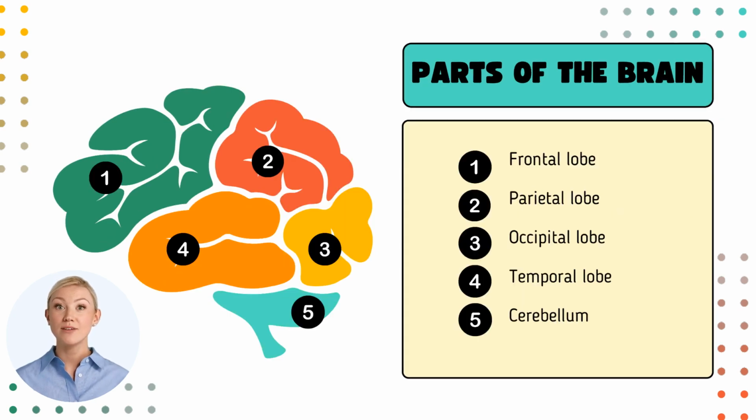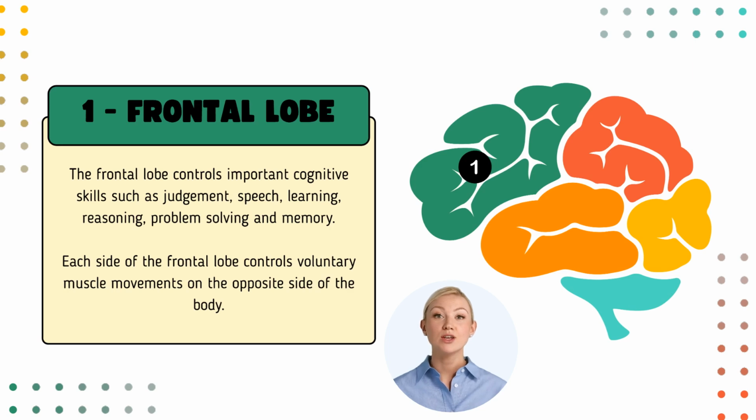I am going to talk about 5 parts of the brain: frontal lobe, parietal lobe, occipital lobe, temporal lobe, and cerebellum. The frontal lobe controls important cognitive skills such as judgment, speech, learning, reasoning, problem-solving, and memory. Each side of the frontal lobe controls voluntary muscle movements on the opposite side of the body.